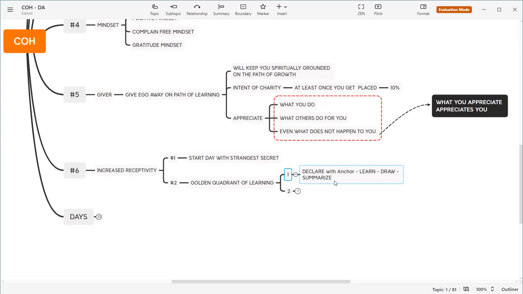After that you need to show what you have scribbled. Where are you going to show that? You are going to show it in the summary, and in that summary you need to explain whatever you have scribbled on the piece of paper in less than 90 seconds. In less than how many seconds, everyone? Yes, 90 seconds. So remember: declare with the anchor first, then learn, then draw it, and then summarize it.